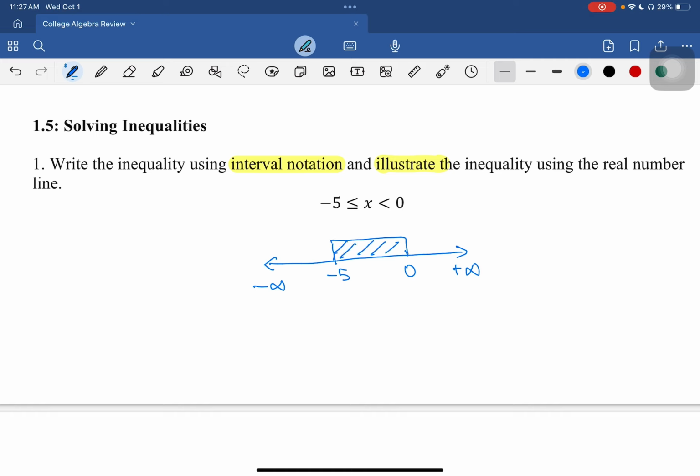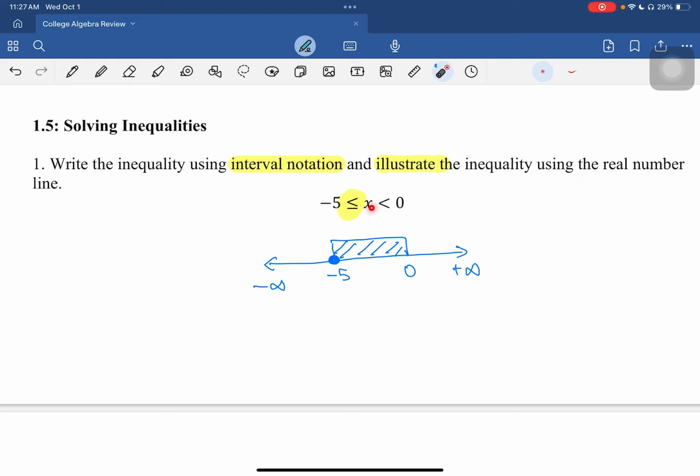Now, we check the inequality signs carefully. At -5, the sign says less than or equal to. Because of the equal to, we must include the value -5 in the solution. On the number line, we represent this by drawing a closed circle at -5.